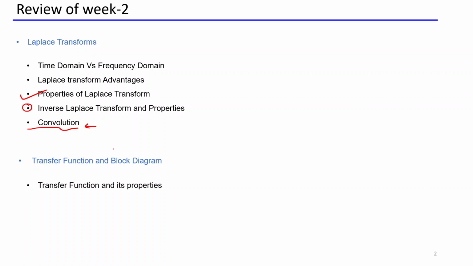How you solve the equation in the time domain, and also how convolution will be helpful to solve the equation using Laplace transformation. The next part briefly discussed in week two is the transfer function, and how to represent the system in a block diagram. So these are the overviews of week two. If you have not gone through the lectures, please go through them before solving the assignments, but mostly all the things we'll cover with the help of numericals.